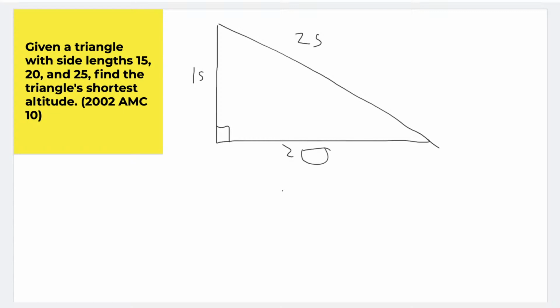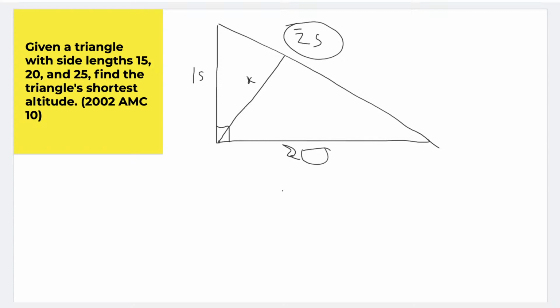To find the shortest altitude, you just use the longest base length. So you use the longest base length, which means we're going to use the area of the triangle. To find the shortest altitude, it needs to be the longest base length. So this is the longest base length, so the height is x. We want to find this length.